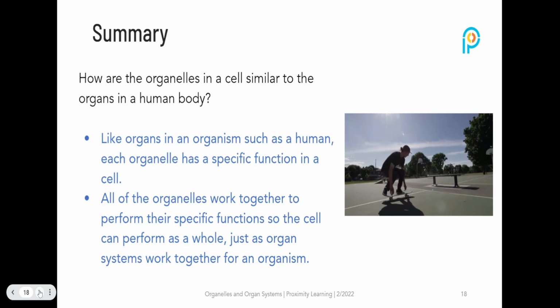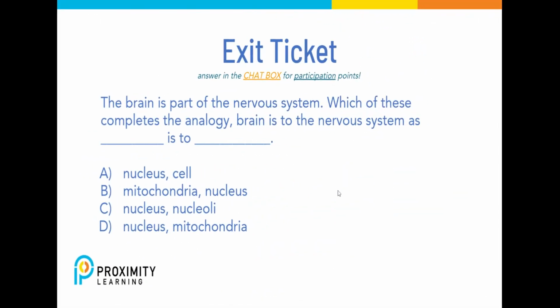All right, for our exit ticket. The brain is part of the nervous system. Which of these completes the analogy? Brain is to the nervous system as blank is to blank. Type your answer in the Zoom chat box.